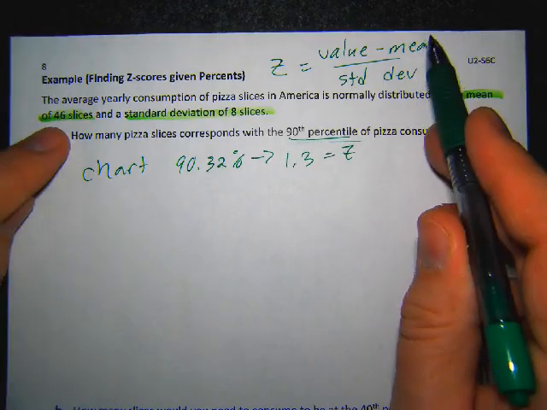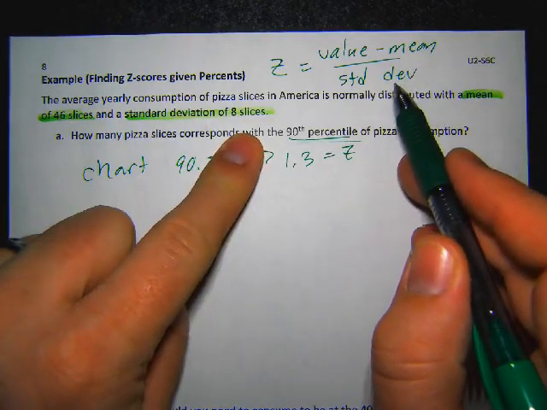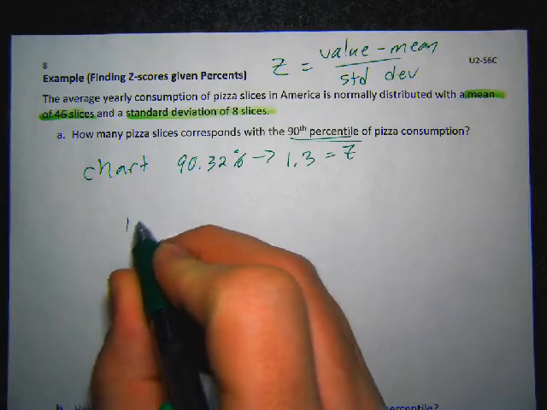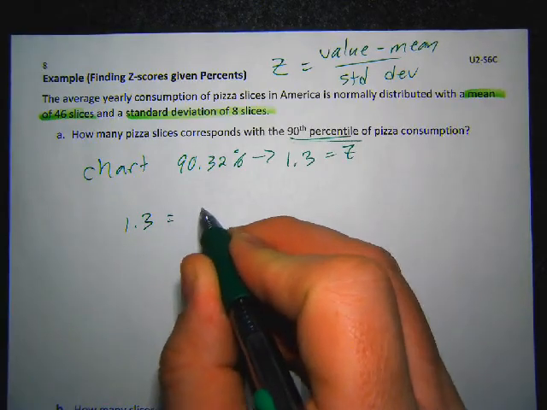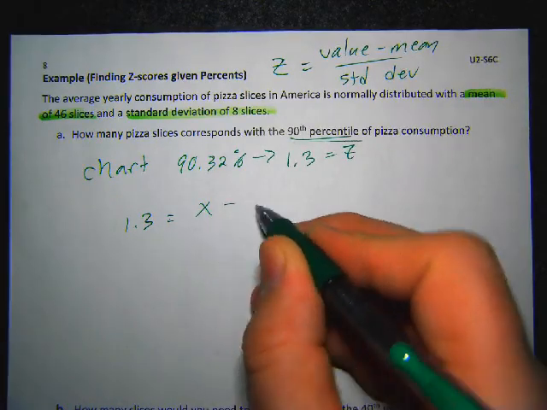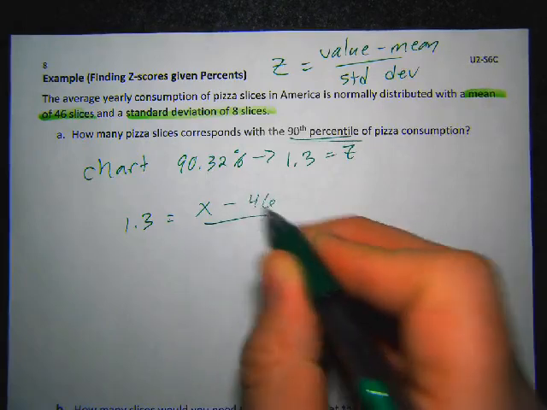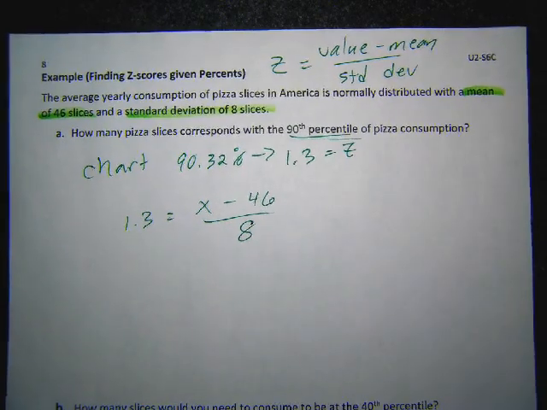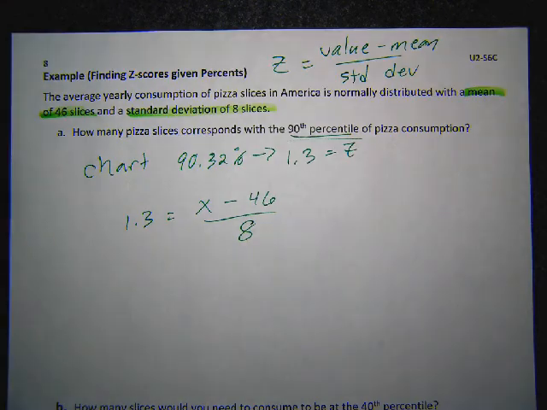We have the mean, which is 46 slices, and the standard deviation, which is 8. So we can put that in. We have 1.3 as the z-score. We don't know the value, so I'm going to put x for the value, minus the mean, which is 46, and the standard deviation, which is 8. So I just have to go backwards and figure out what x is. Well, this is a little bit of algebra.